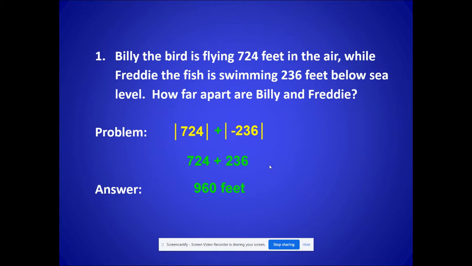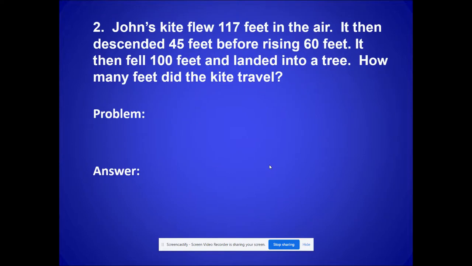Let's look at number 2 on your paper. John's kite flew 117 feet in the air. It then descended 45 feet before rising 60 feet. It then fell 100 feet and landed into a tree. How many feet did the kite travel? So the first thing we're going to look at is the absolute value of 117. This is a positive 117 because it went up in the air. So you have the absolute value of a positive 117.